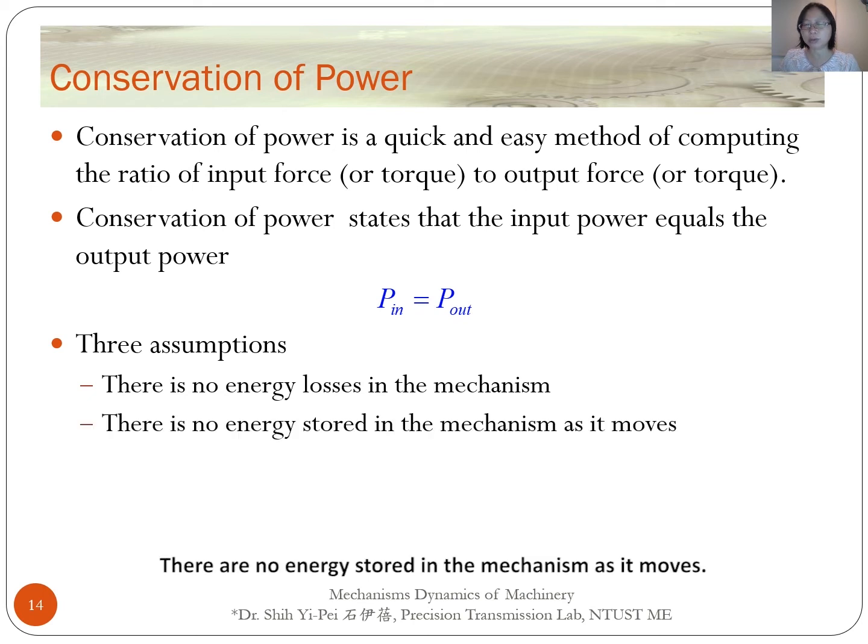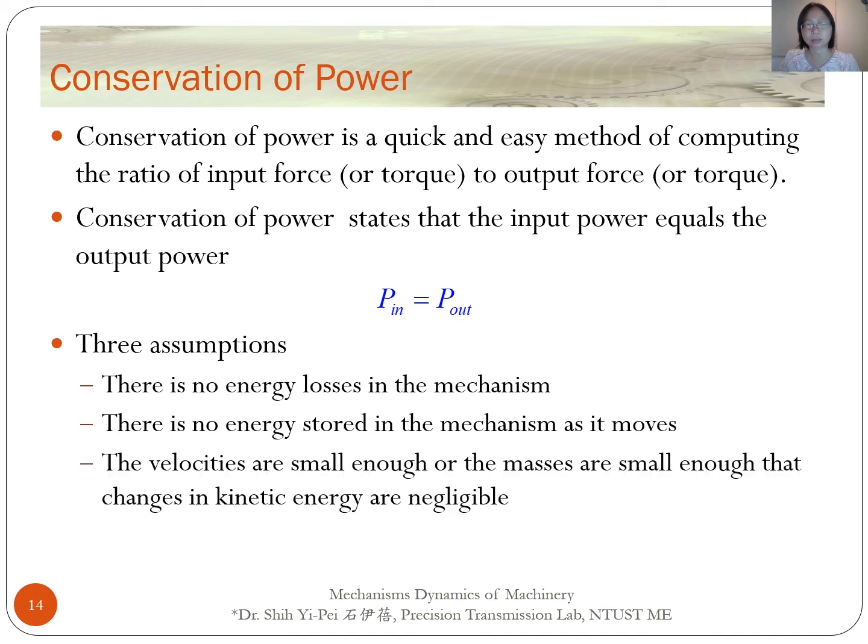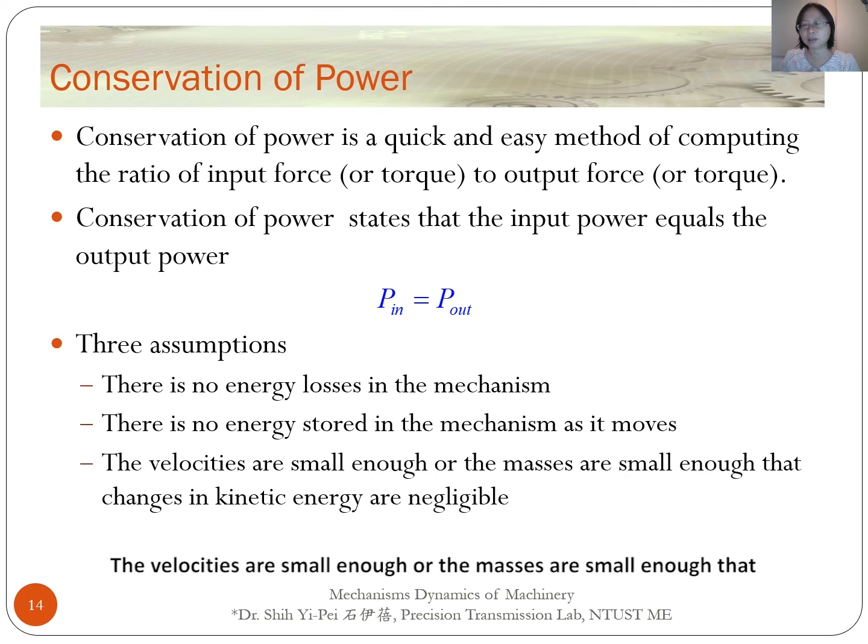There is no energy stored in the mechanism as it moves. This means that there are no springs in the system, and because of the change in the centers of gravity of members, the energy associated with potential energy is negligible. The velocities are small enough, or the masses are small enough, that changes in kinetic energy can be neglected.